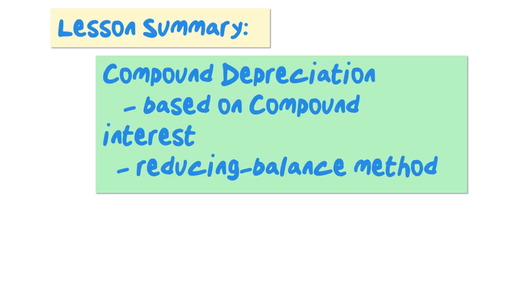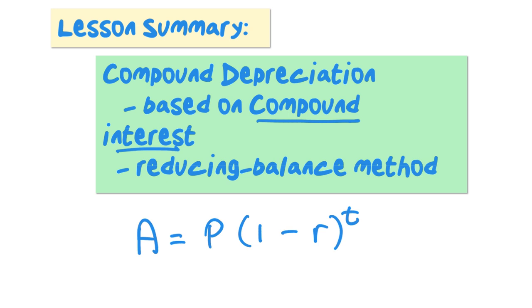For this lesson summary, we have just studied compound depreciation, which is based on compound interest. It is also called the reducing balance method. The formula is A is equal to P(1 minus R) raised to T. Compared to compound interest, that's A is equal to P(1 plus R) raised to T. I hope you understand this lesson very well.